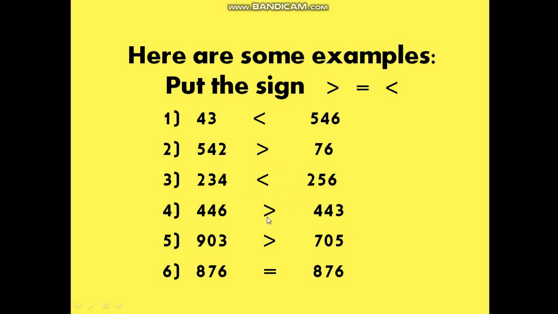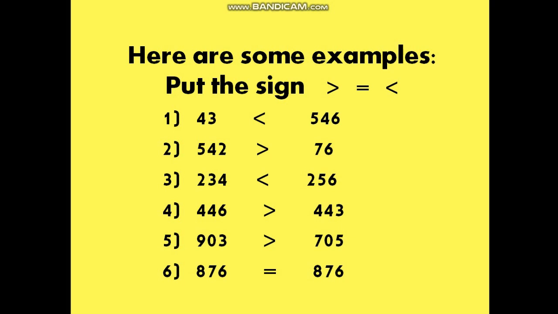Let's take the next example. 446 and 443. Again, both are 3-digit numbers. At the 100s place, the digits are the same, which is 4. At the 10s place, the digits are the same, which is 4. But at the 1s place, here we have 6 and here we have 3. So what do we see? That 446 is a bigger number or a greater number.